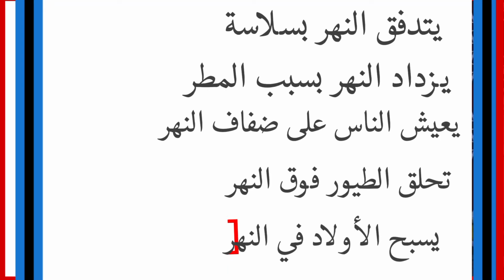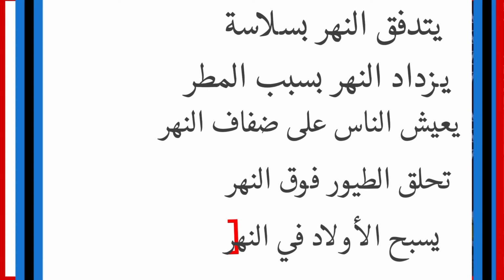Number 1, يتدفق النهر بسلاسة. The river is flowing out with ease. Number 2, يزداد النهر بسبب المطر. The river is increasing due to the rain. Number 3, يعيش الناس على ضفاف النهر. People live at the river banks.